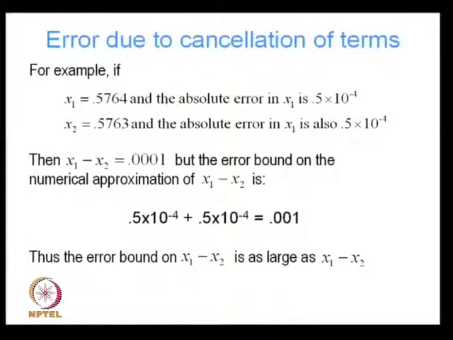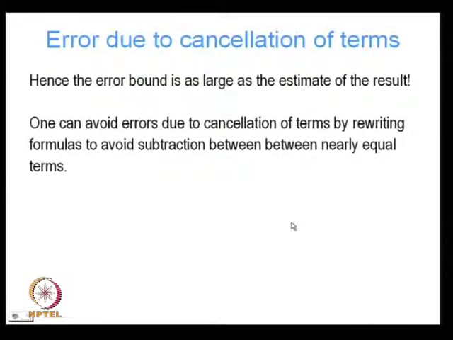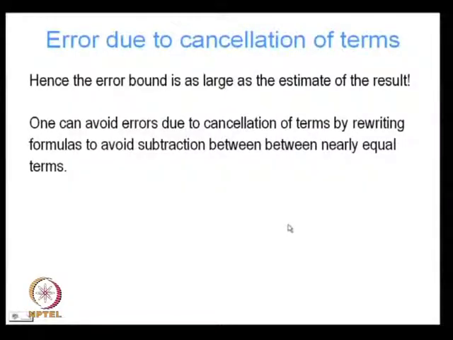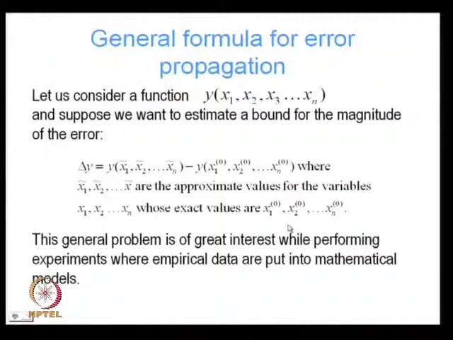Thus, the error bound on x1 minus x2 is as large as x1 minus x2. Recall, x1 minus x2 is 0.0001, but the error bound is actually 0.001, which is an order of magnitude greater than x1 minus x2. Hence, the error bound is as large as the estimate of the result. One can avoid errors due to cancellation of terms by rewriting formulas to avoid subtraction between nearly equal terms.